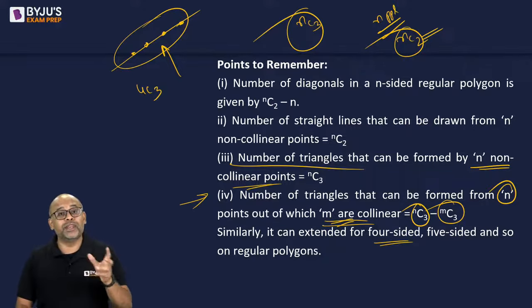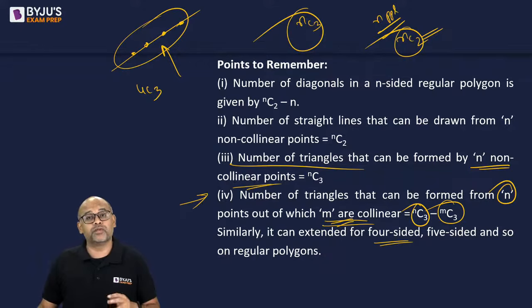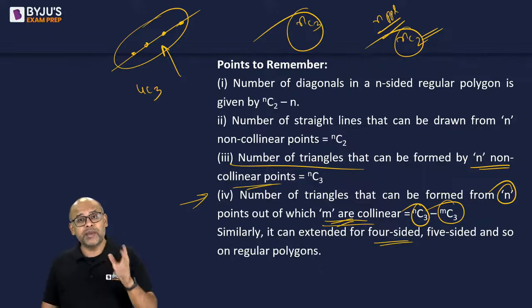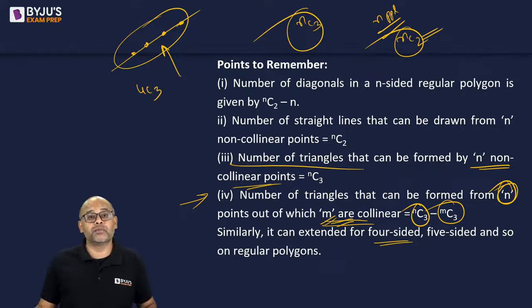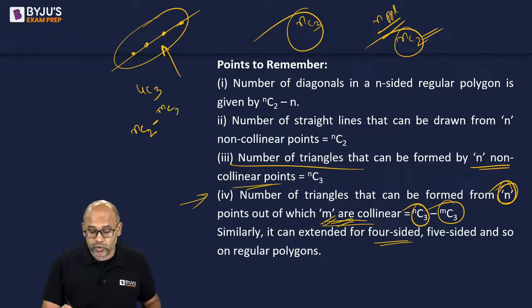But now the beauty is for 2 points, which is a straight line. Same question if I ask you, there are n points out of which m are collinear. How many straight lines are possible? Same, ideally you should have got nC2. What are you losing? mC2 straight lines you're losing, but here you'll get a +1.